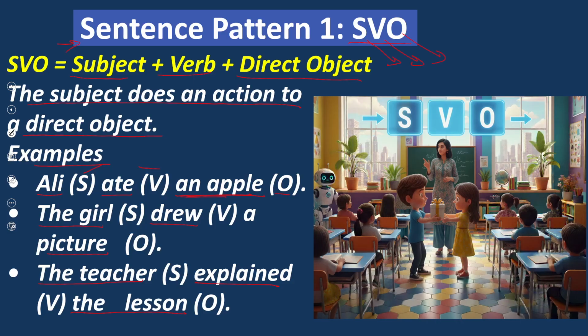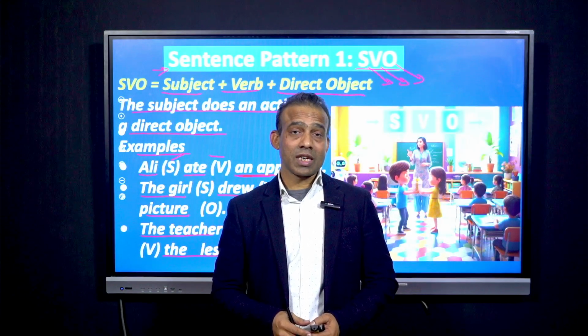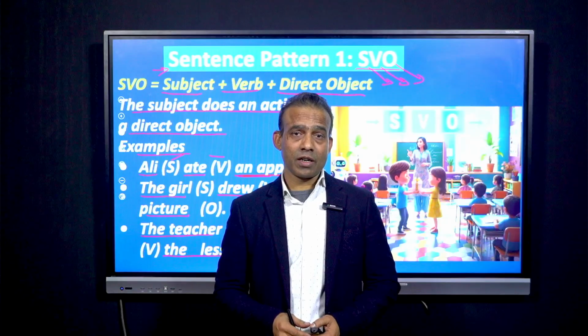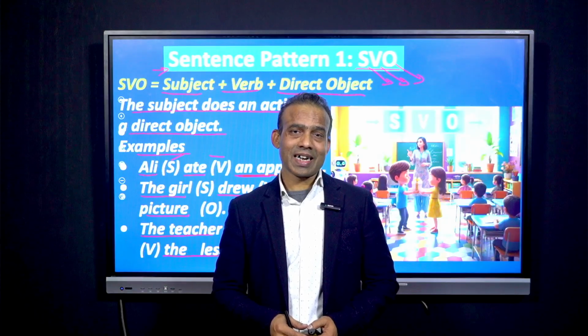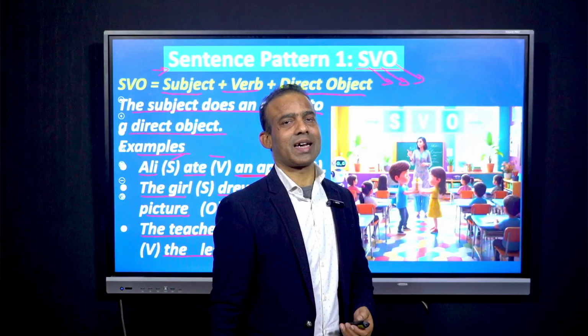So, dear learners, this is called the first simple sentence pattern, that is SVO. SVO, you know very well right now: subject, verb, and object. But here we are just talking about the direct object in this sentence pattern. Now, move to the next slide.